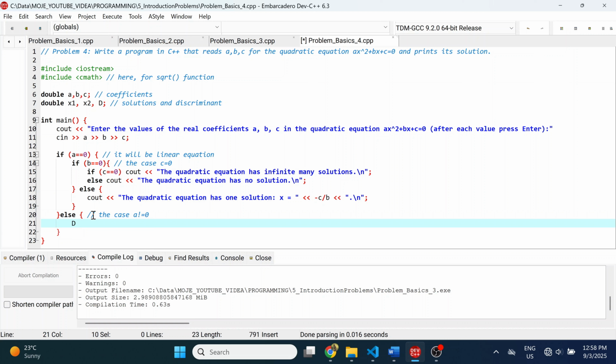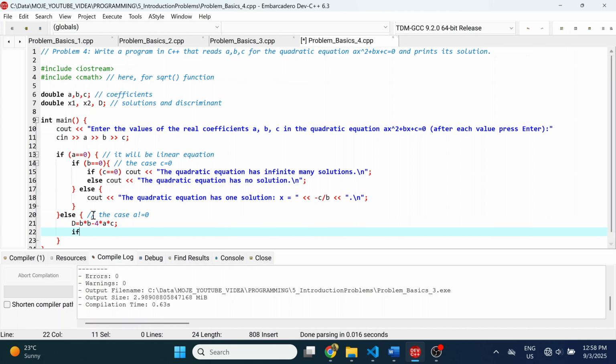If a is not 0, then we compute the discriminant, d, which is b squared minus 4ac. The discriminant tells us how many real solutions exist. If d is negative, the equation has no real solutions. If d equals 0, then there is one double solution, minus b divided by 2a. Otherwise, when d is positive, there are two distinct real solutions, which we calculate using the quadratic formula.